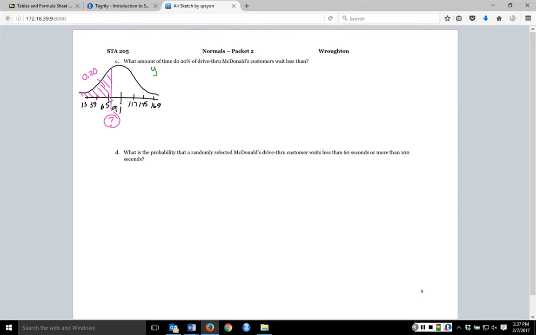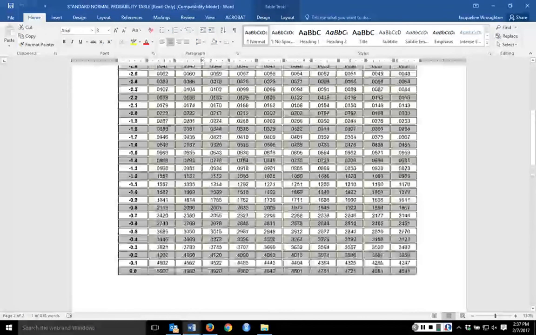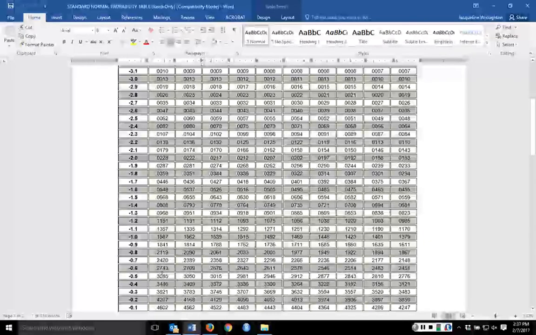So this time, since we're trying to find this number at the bottom, we use our other formula, the y equals formula. So I already know sigma, I already know mu, I need to find z. This is where we go to the question mark, ask ourselves how much is to the left of the question mark. So we're going to be looking for 0.2000. Notice I know that my z-score is going to be negative, so I know I'm below the mean. So we're going to look for 0.2000 on the inside of my table here.